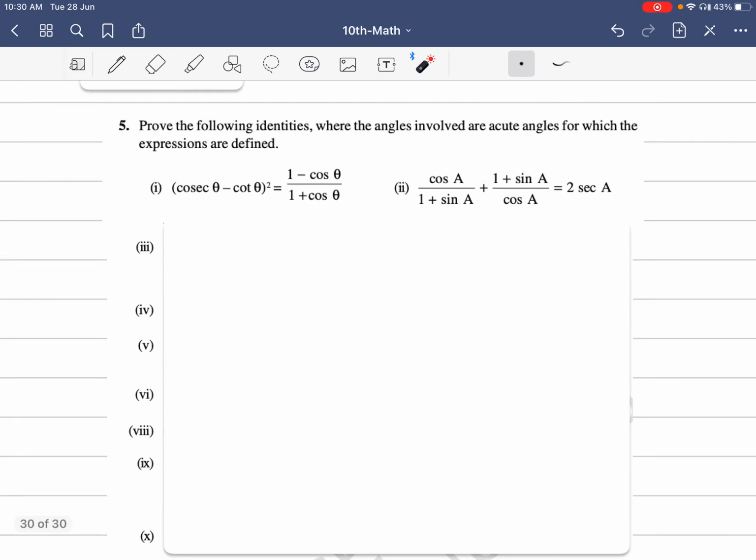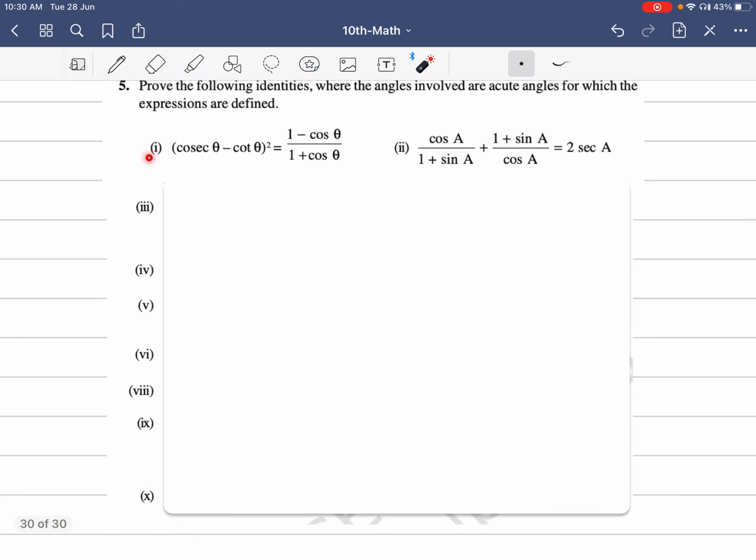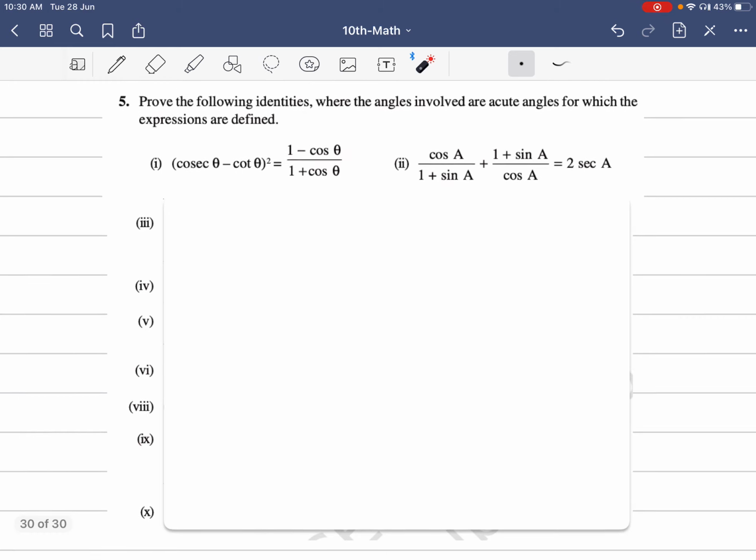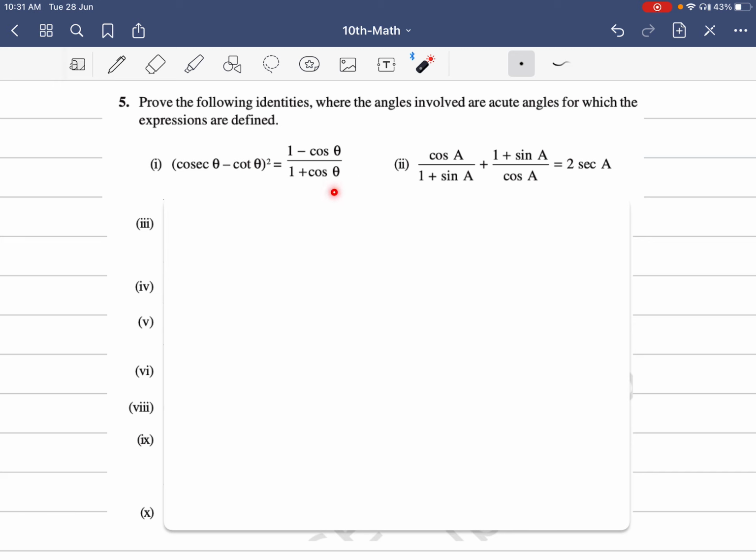Prove the following identities where the angles involved are acute angles for which the expressions are defined. They have given us a total of 10 expressions, 1, 2, 3, 4, 5, 6, 7, 8, 9 and 10, in this whole problem statement number 5, and each of these expressions is in the form of an equation. We have a left hand side and a right hand side, and in each problem we have to prove that left hand side is equal to right hand side.